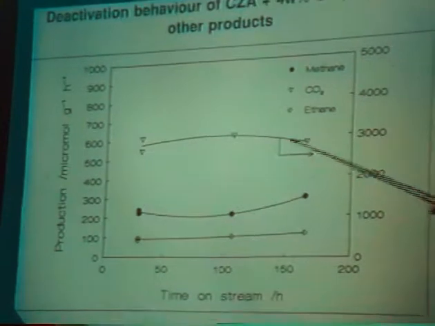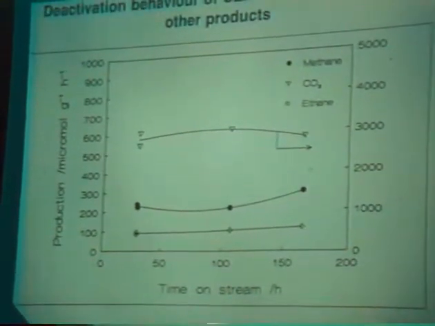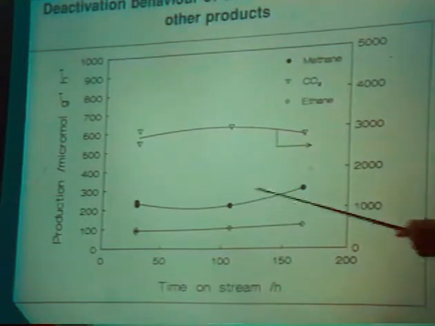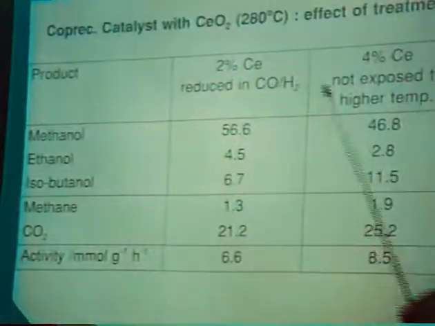Here is the CO2 concentration. It's remarkably constant over that time on stream. The ethane, there's a small amount of ethane being formed. It remains fairly constant, rises very, very slightly. And the amount of methane, again, rises very slightly. But there's not the same significant change in the concentrations. So our indications from those results are that the CO2 and methane are being formed by some different route, and are being affected differently by the change in the surface concentrations.